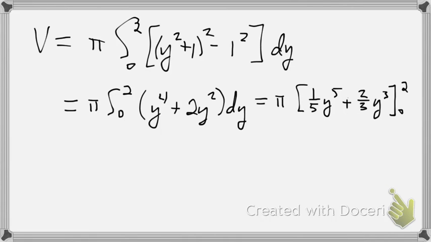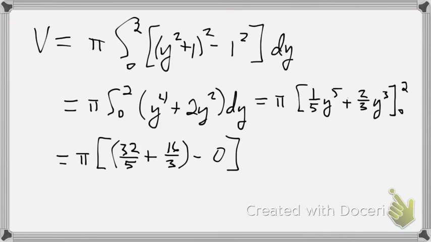I could fit it in. If I plug in, that's going to be 2 to the 5th, so 32 over 5, plus 2 to the 3rd is 8, so that's 16/3, and then minus, if I plug in 0, the whole thing zeroes out, right? And what do you get? Yes.